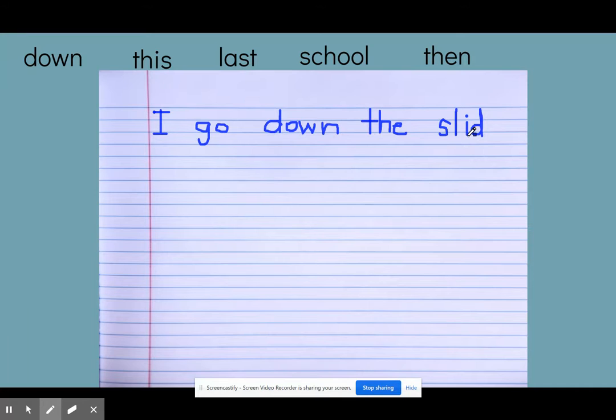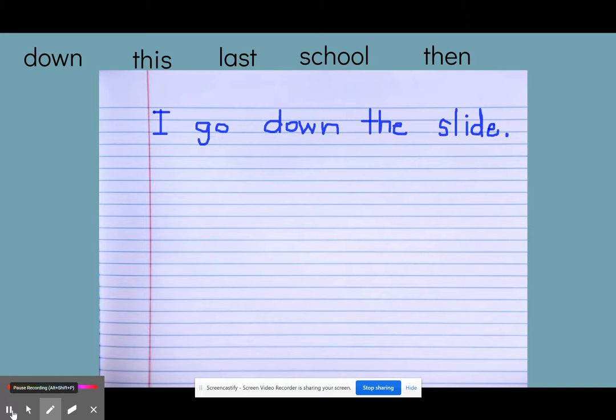Okay, now my I is saying the I sound. So right now this says I go down the slid. I need to make this say the I sound. So think about what we can add to the end of our word to make the I say its name. We should have put an E. I go down the slide, and then I'm ending it with a period. I go down the slide. So check to make sure you have it nice and neat and used your best handwriting, and then we'll move on to our next sentence.